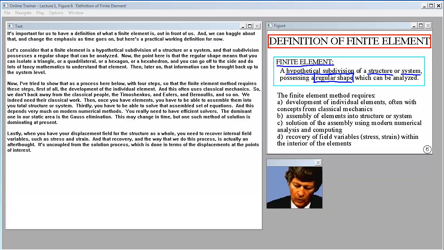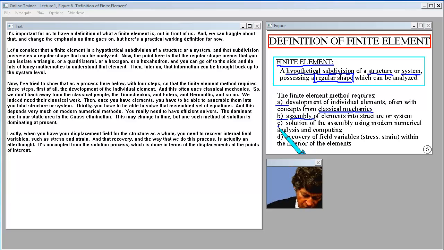Now, I've tried to show that as a process here below with 4 steps, so that the finite element method requires these steps. First of all, the development of the individual element. And this often uses classical mechanics, so we don't back away from the classical people, the Timoshenkos and Eulers and Bernoullis and so on. We indeed need their classical work. Then once you have elements, you have to be able to assemble them into your total structure or system.